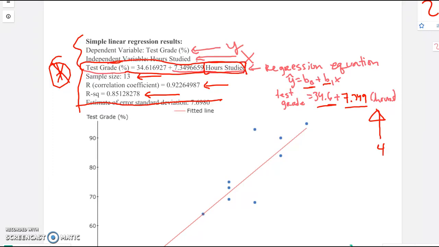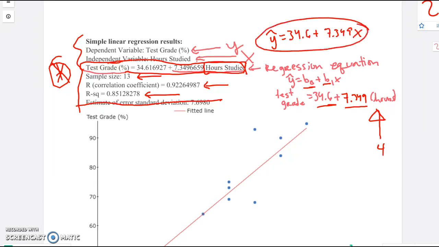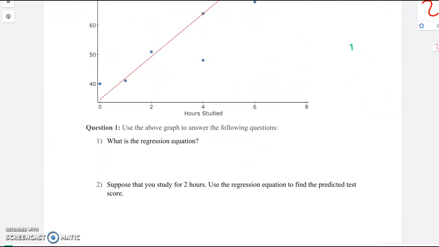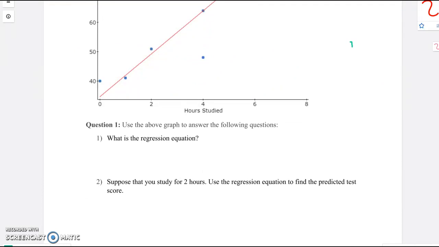And if you want to write it in y hat mode, you can write it as y hat equals 34.6 plus 7.349 times x. You should know how to use both ways. You should be able to see this is a regression equation, and this is also a regression equation. Usually the way I'm going to give it on an exam, I'm going to give you the output, then the graphs, and then some questions to do. So I'm going to stop the video here before it gets even longer, and then we're going to go ahead and do the questions.